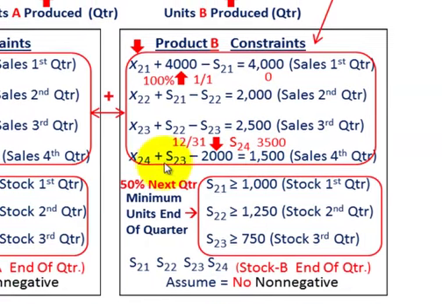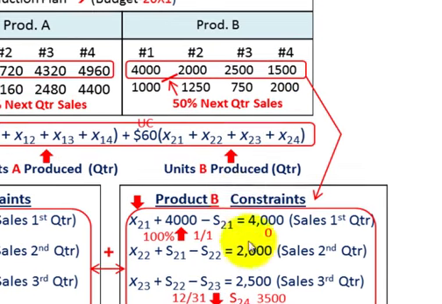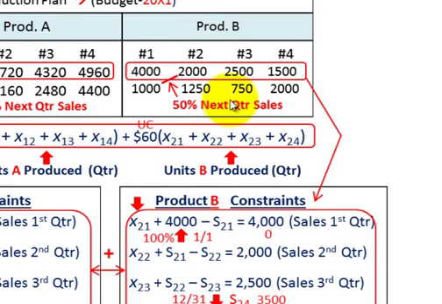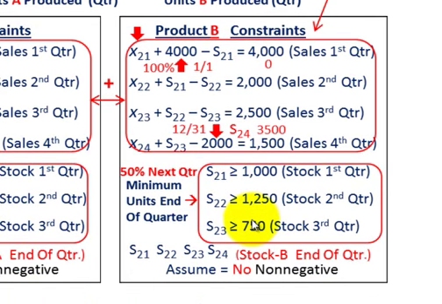And then we have that greater than or equal to for our stock for each of the next quarters, X21, 22, and 23. And those are at 50% of the stock that we have here. Maybe we better go look at that. That was that 50% of next quarter's sales, those units by quarter: 1,000 for the first, 1,250 for the second, 750 for the third quarter. So if we go back there.